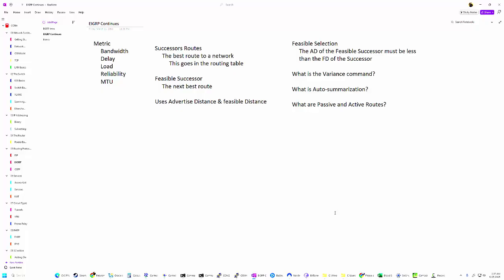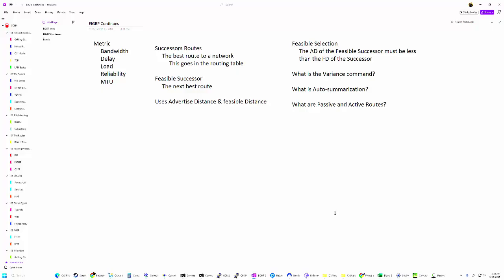Now, remember those routes and those backup routes? Well, they have names. The main route will be the successor route. I mean, out of a contest, who wins as a successor? Simple as that. The successor is the best route in the network, or in the contest. This goes in the routing table.